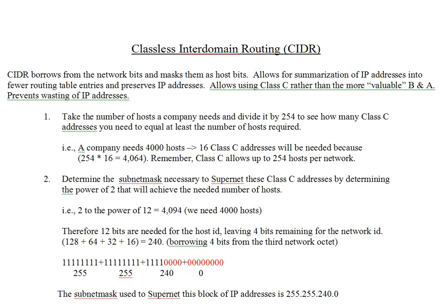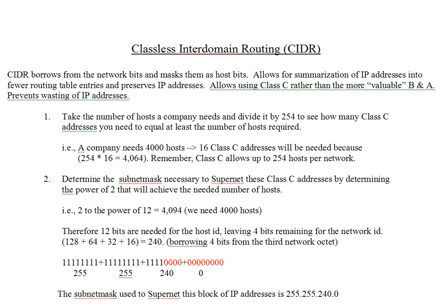Next, we need to determine this new subnet mask, which is going to allow us to do this. The subnet mask necessary to supernet these Class C addresses. We do that by determining the power of 2 that will achieve the needed number of hosts. So what power of 2 will equal at least 4,000 hosts? Play around, trial and error, plug those numbers in. We come up with 12. 2 to the power of 12 equals 4,094. Therefore, 12 bits are needed for the host ID, leaving 4 bits remaining for the network ID.